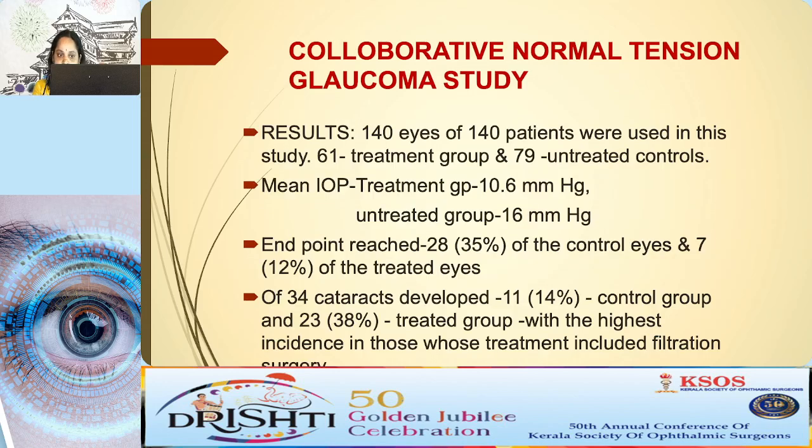140 eyes of 140 patients were used in the study, with 61 in the treatment group and 79 in the untreated controls. The mean IOP in the treatment group was 10.6 millimeter, and in the untreated group it was 16 millimeter. 35% of the control eyes progressed, while only 12% of the treated eyes progressed. Of the 34 cataracts developed, 23 developed in the treated group, with the highest incidence in those whose treatment included filtration surgery.